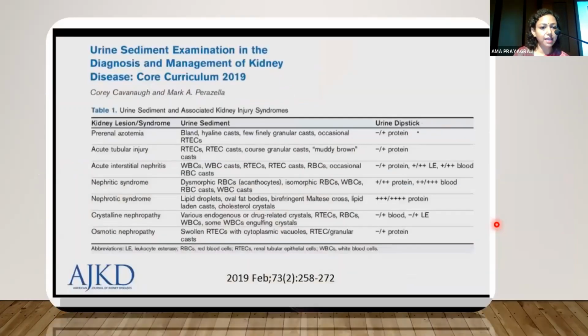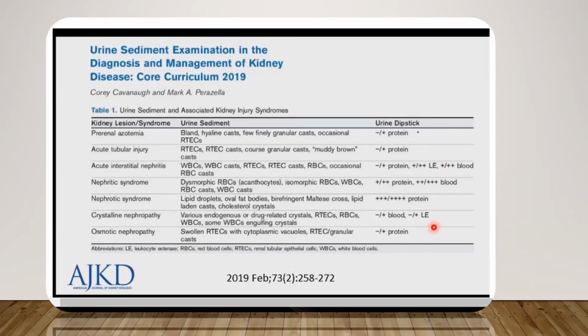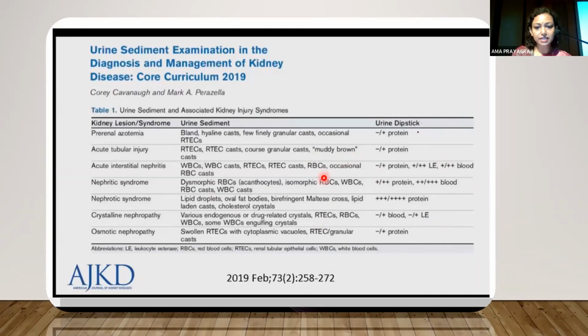Now, urine sediment examination in the diagnosis and management of kidney diseases is important, especially for pathologists, because here the urine sediments are telling you which compartment is involved. And this is especially for our pathology residents. We have certain clues that the sediments give us.